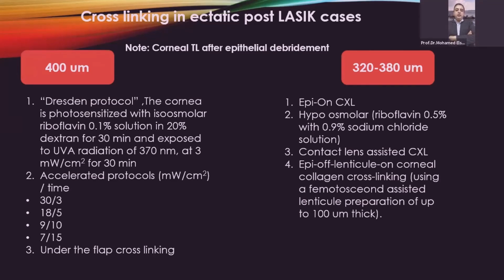For cross-linking in ectatic post-Lasik cases, you have two choices: either the old protocol where we remove the epithelium, or epi-on, with different techniques. But the problem with cross-linking is that if you have a thin cornea, you have to do cross-linking on a thin cornea. So maybe the only way is to use a hypoosmolar riboflavin. You could use a contact lens, and sometimes they use a lenticule from a SMILE case placed over the cornea to protect the endothelium while cross-linking.